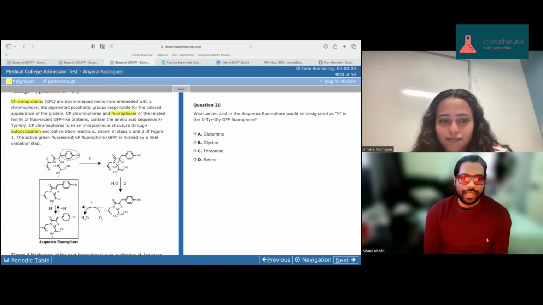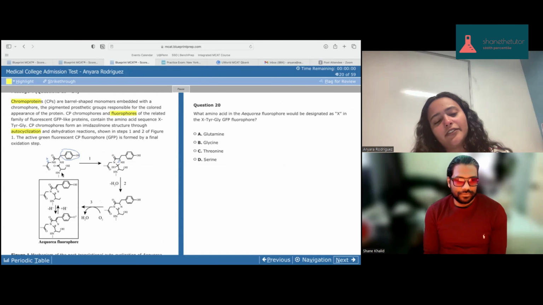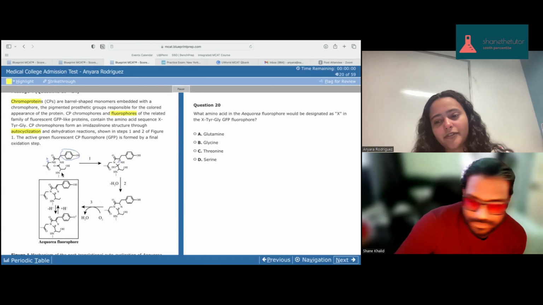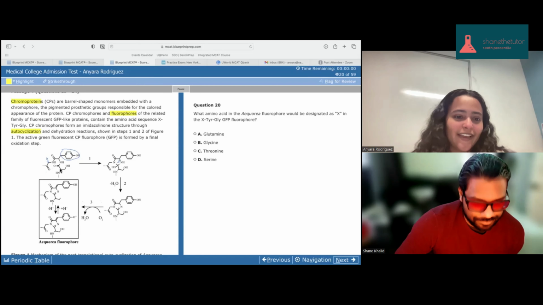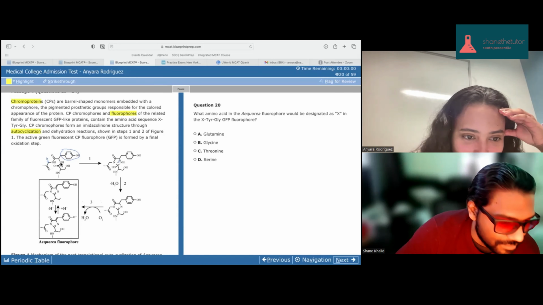So what can we eliminate? Glutamine and glycine. Now we just have to think about what's the difference between serine and threonine. I think threonine has a methyl group. But I am still having trouble locating exactly the side chain here.